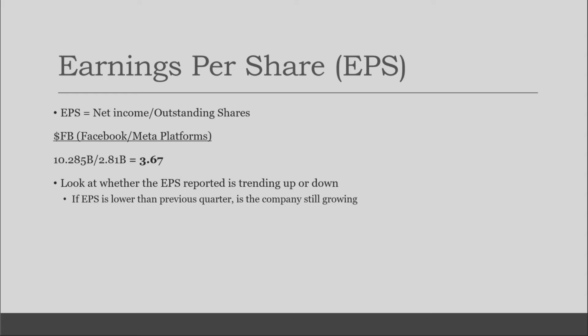Let's look at Facebook, now known as Meta Platforms. In the most recent earnings report, Facebook reported a net income of $10.285 billion. The outstanding shares, on the other hand, was 2.81 billion. After completing the calculation, we find that the EPS for the most recent quarter was 3.67.